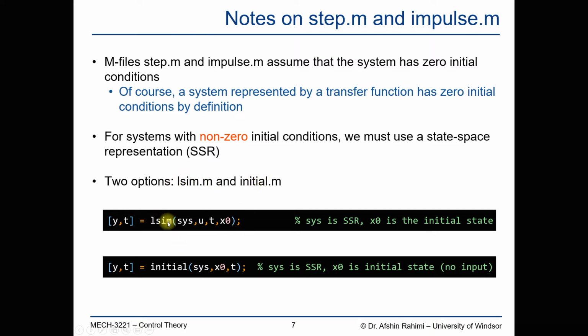For the LSIM, you can add an extra input that will be your initial condition. For initial, you only need to give your system, your initial condition, and your time. And in both cases, you can store the function outputs, which will be your system response, in magnitude and time, similar to what we have been doing in the previous examples. So let's see how we can use these.